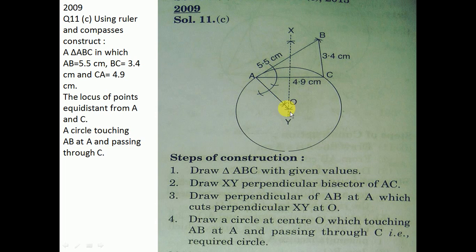So keeping this as center, if you draw a circle, it will pass through both A and C. Is it okay? So we are getting a circle which passes through both A and C. Two things we are remembering here. They clearly said touches AB at A, means at this point a tangent is made, and it should pass through C. So this is the locus of points equal from both A and C. Should touch means 90 degrees should be made.